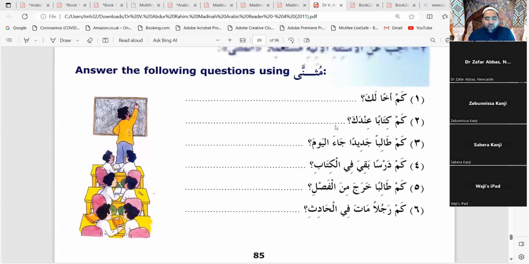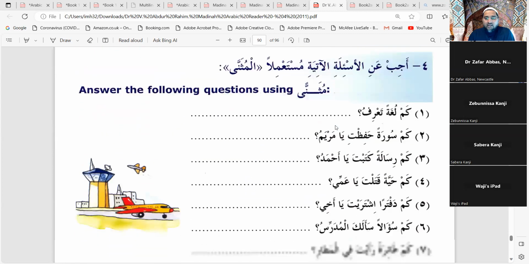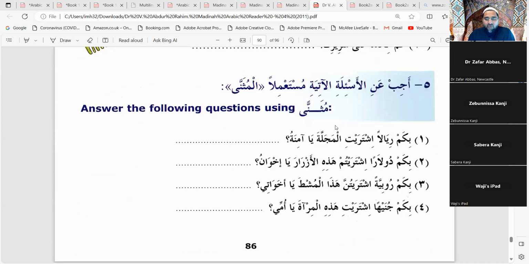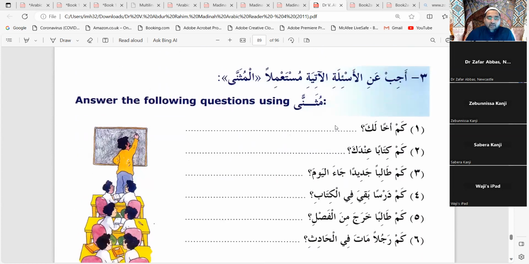So now I want you to do the next exercise. I would have given you 5, but there are only 6, so you might as well do this exercise, and then I'll bring some other student on the mic for 4 and 5. So I want you to do this exercise and answer the questions in jumla.